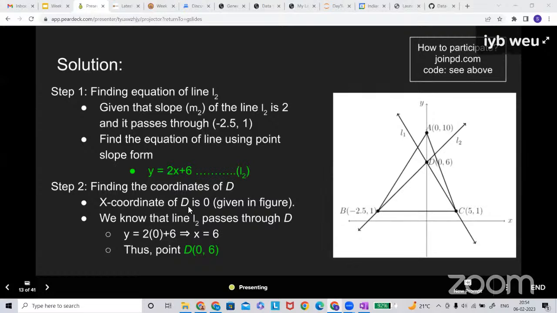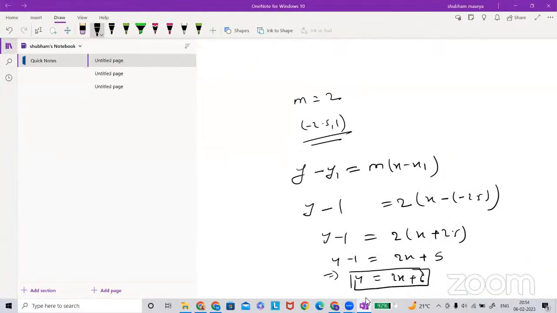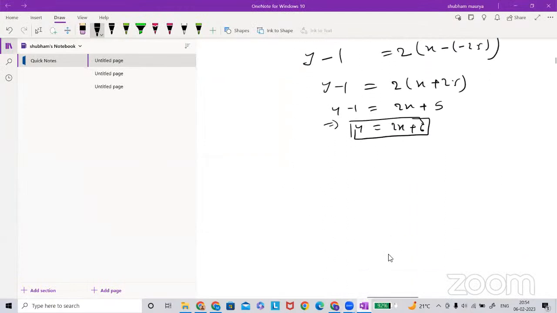As point D is on the y-axis, x is going to be 0, right? And this point D is on the line L2, on this line. You already have this equation, and D is on the y-axis, so x is going to be 0, and D is already on line L2. That means point D satisfies the line L2, and this is the equation of L2.